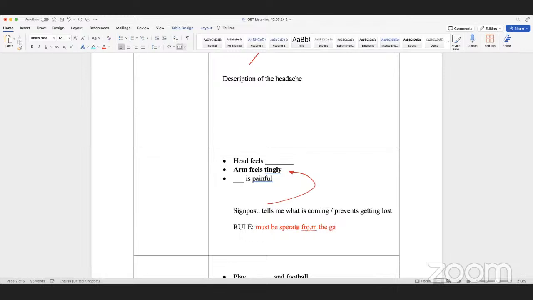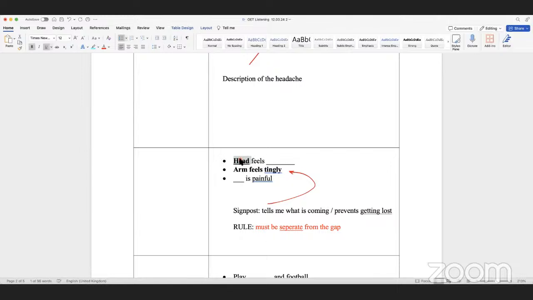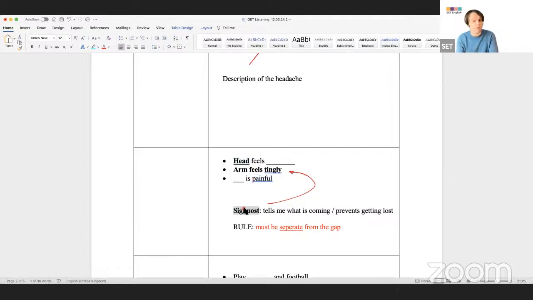We cannot trust, for example, "head" here. Is that a good signpost? No. He might say, oh, doctor, my head feels painful. Or he might say, the pain is sometimes in my head in the morning, at 9 a.m. my head feels... He can change it. They can paraphrase these. We cannot trust these words to come before. Signposts come before. We're looking for words that must come before.